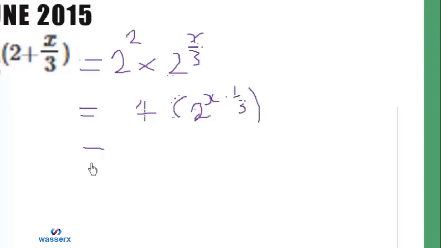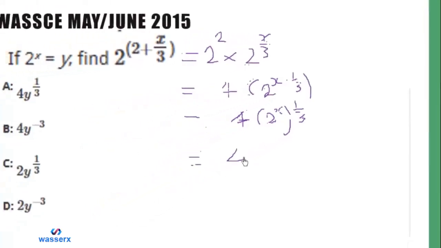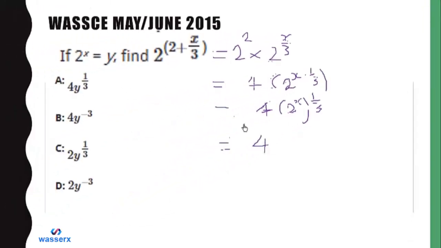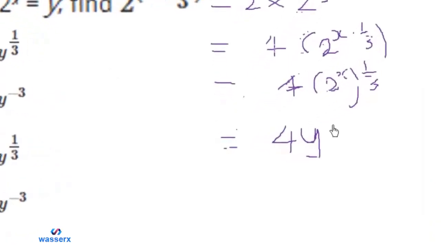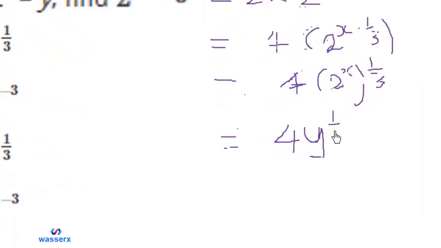Now this can be rewritten as 4 times 2 to the power x, all to the power 1 over 3, from the laws of indices. So we know 2 to the power x is equal to y, so this will give us 4 times y to the power 1 over 3. So the correct answer is A.